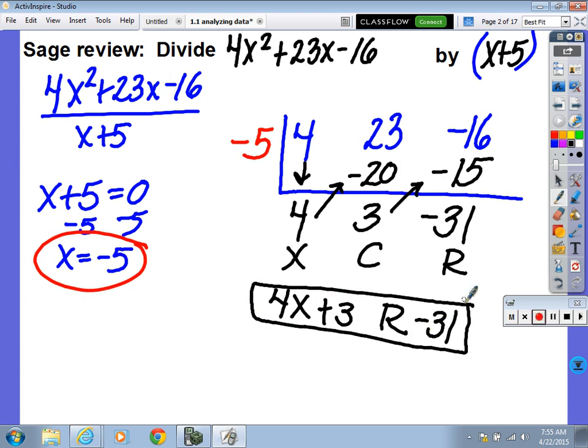So did it divide into it evenly? No, we have a remainder, but we can still divide it. So, okay, let's do another one like this. But it's going to be asking something different. So it's the same idea, asked something different.